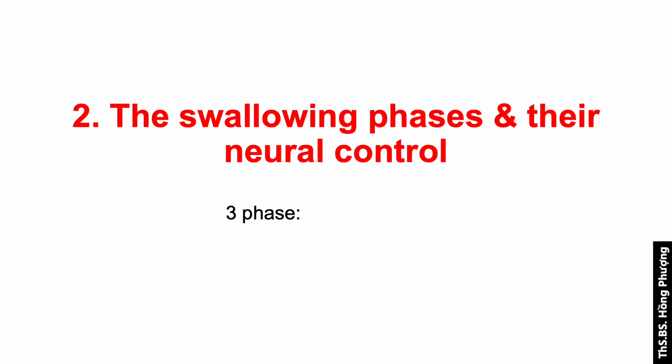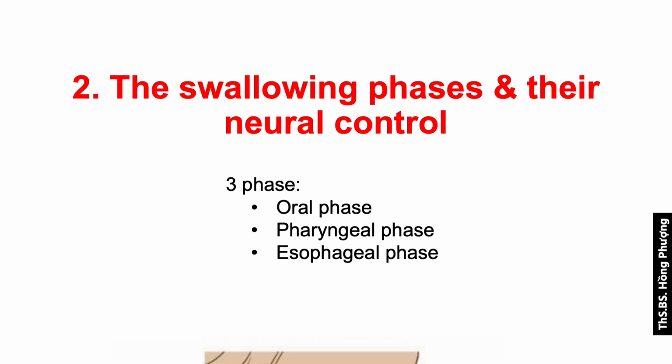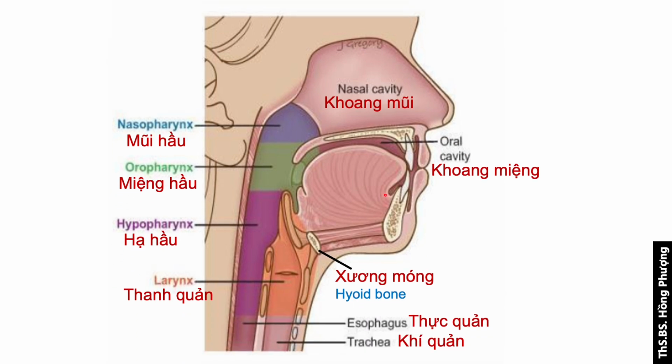There are three phases of swallowing, including the oral phase, pharyngeal phase, and esophageal phase. The food bolus moves down from the oral cavity to the pharynx, then to the esophagus. On the path of the food bolus, there is a rhythmic coordination of muscles in the corresponding area as the food bolus moves, and the activities in these muscle areas are controlled by the neural system.